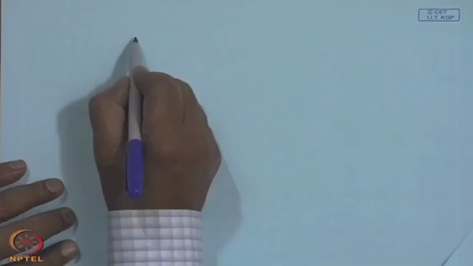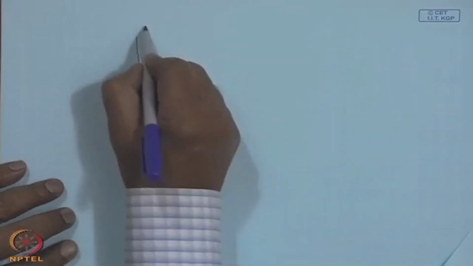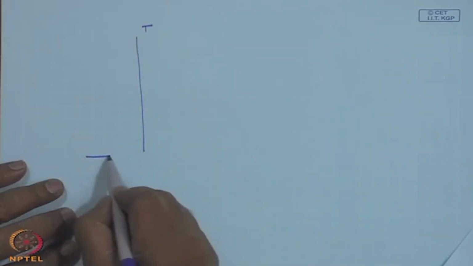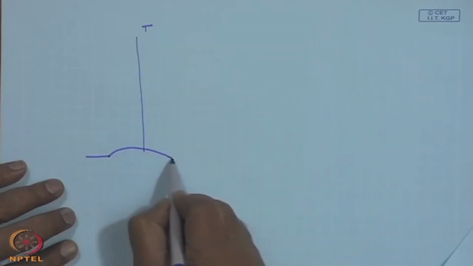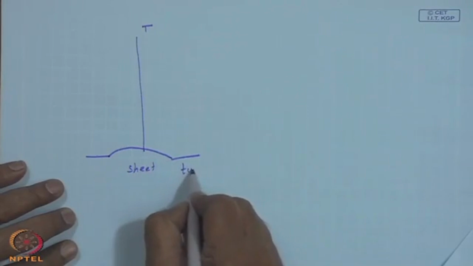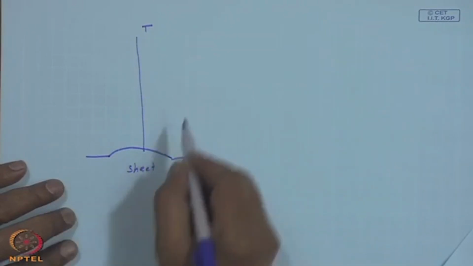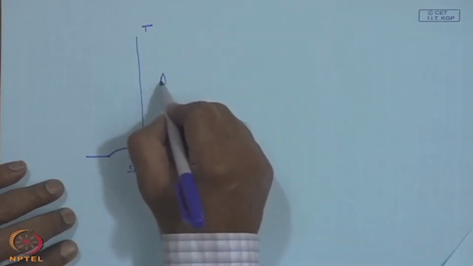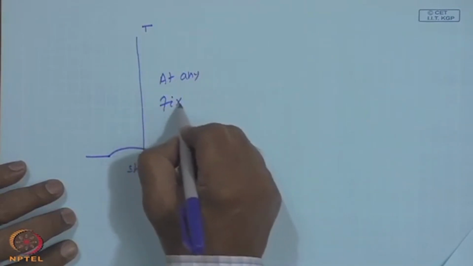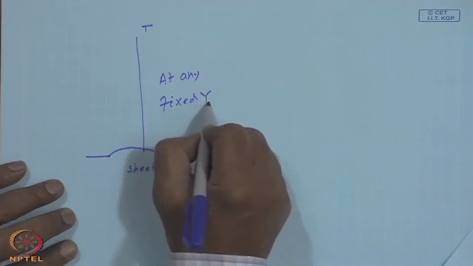So, in a single dimensional plane, if I plot temperature T versus this is the tube, this is the fin sheet rather, this is what I have, this is at any fixed y.